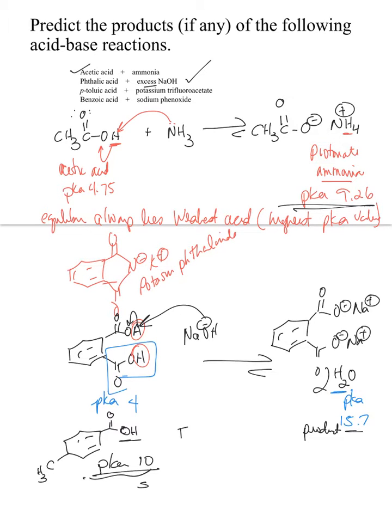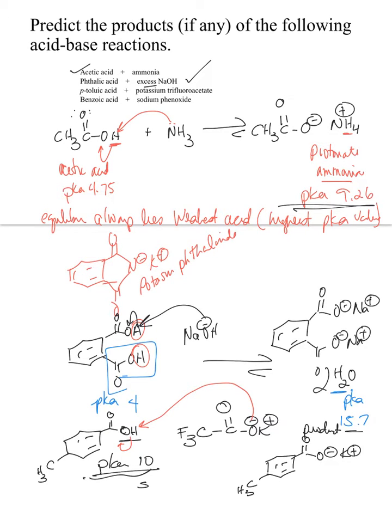Potassium trifluoroacetic acid. So this is trifluoroacetic acid, and this is very acidic. So what happens here is this is going to deprotonate the para-toluic acid, and then you're going to get deprotonation on the product side. O minus, potassium plus, and then the carbon OH.